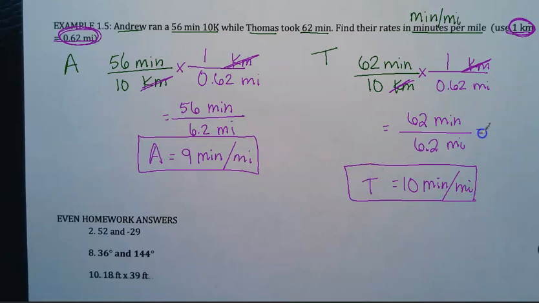Let me also say, you could write it as 10 minutes over 1 mile. I'm just shortening that to 10 minutes per mile. Okay, again, this is kind of new. Since I'm assigning you even questions, I wanted to go ahead and give you the answers. So the answers for question 2, question 8, and question 10 are there for you to check as well and make sure that you're doing them correctly as you're working through tonight.